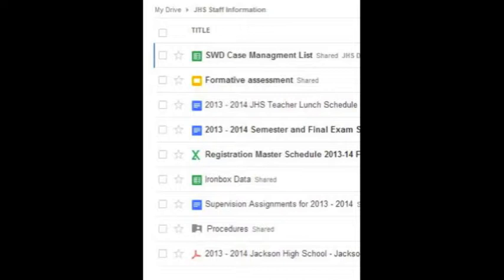We also have up here, it says SWD case management list. For our students with disabilities, each of them has a teacher that writes their IEP that also is their go-to contact throughout the year, and that's just a list we share out with our staff so that if a student's struggling in the class, they know who to go to that has the greatest knowledge of the student.